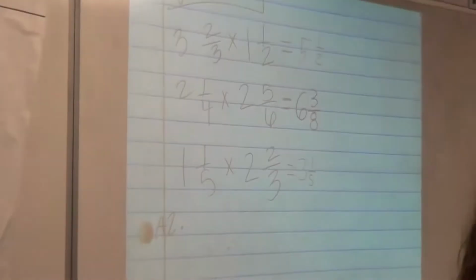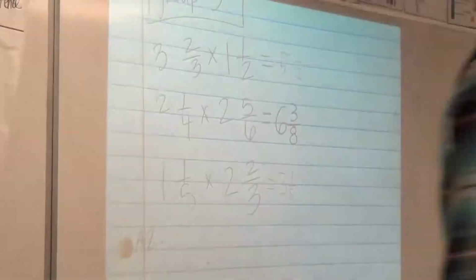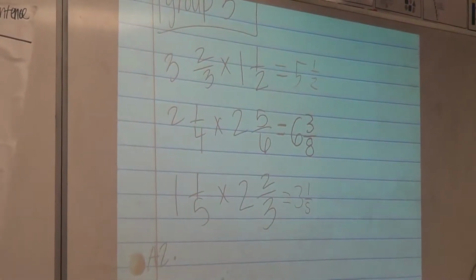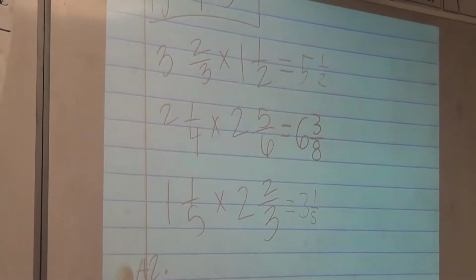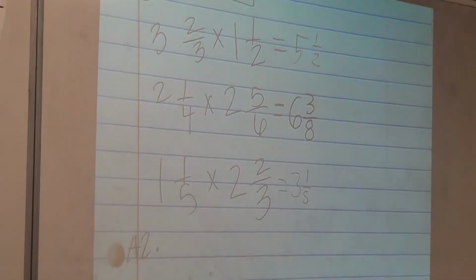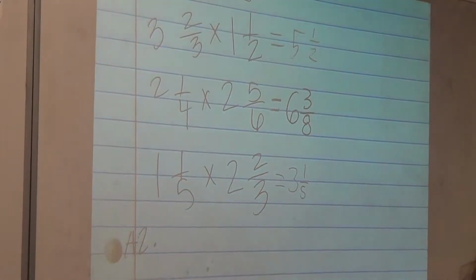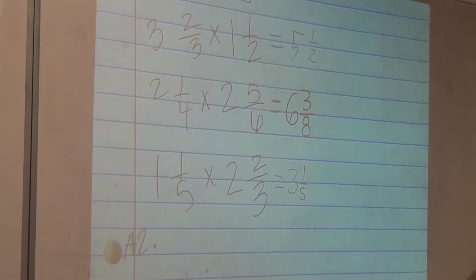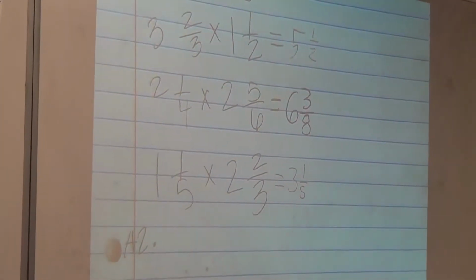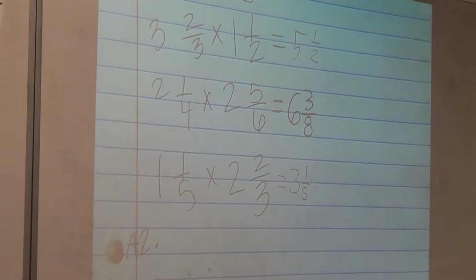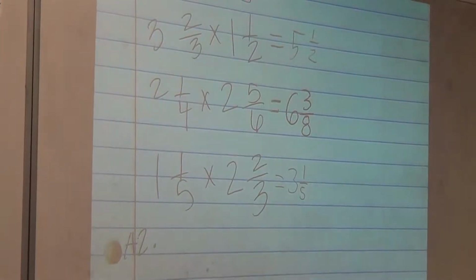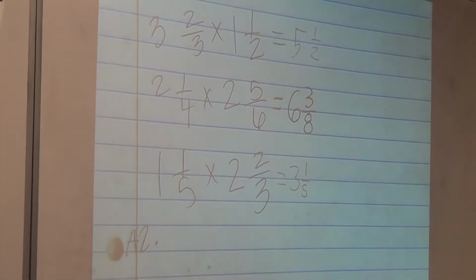Okay, so let's take a look at these. For number 1, we have 5 1/2. Number 2, we have 6 3/8. And number 3, we have 3 1/5. Do we agree, disagree with those? Okay, Kayla? I respectfully disagree with number 1 because I got 6 1/2. Wait, never mind. I just realized I messed up. Okay, that's okay. Anyone else?